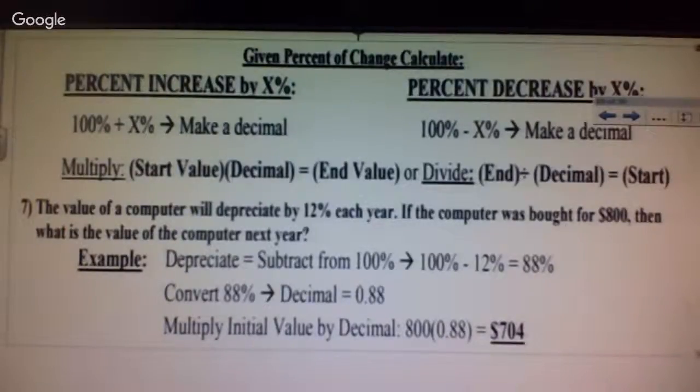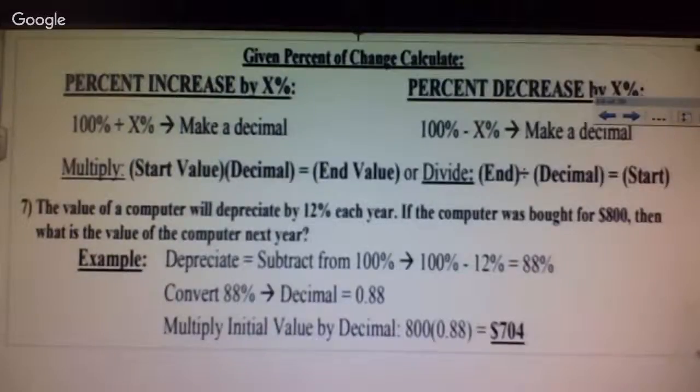So I gave you the first one. The value of a computer will depreciate by 12% each year. If the computer was bought for $800, then what's the value of the computer next year? Technology, your cell phone, cars. As soon as you buy it, it depreciates in value. You use it, you wear and tear it, it's going down in price. You can't sell your brand new iPhone 10 months down the road for the same price you bought it at. And if somebody buys it at that price, they're done.